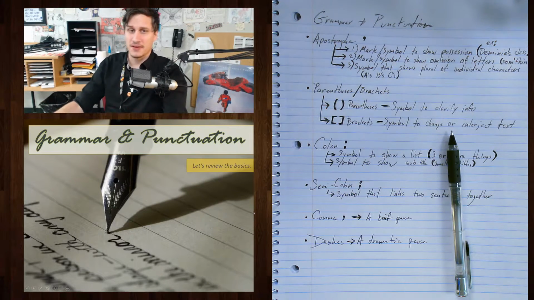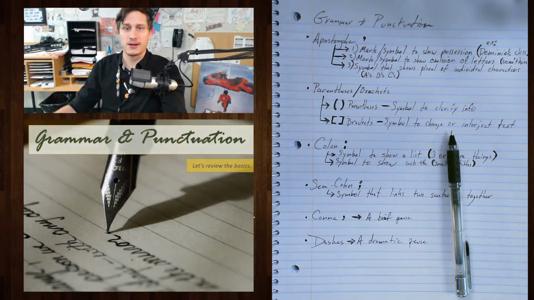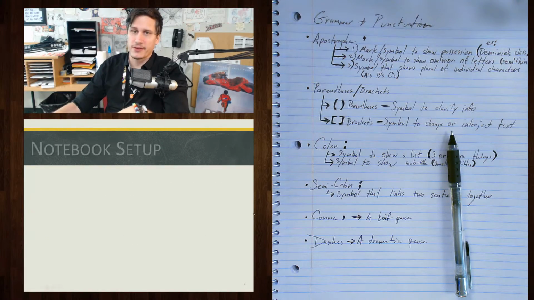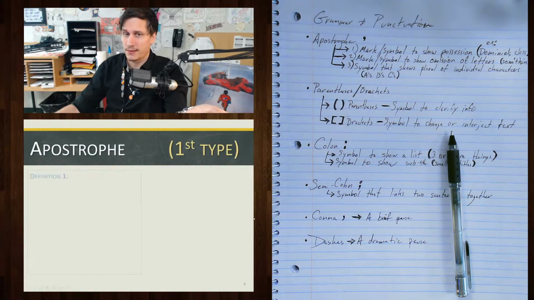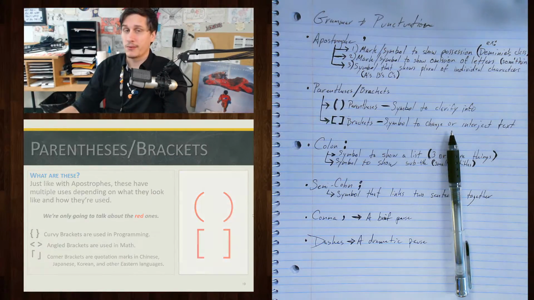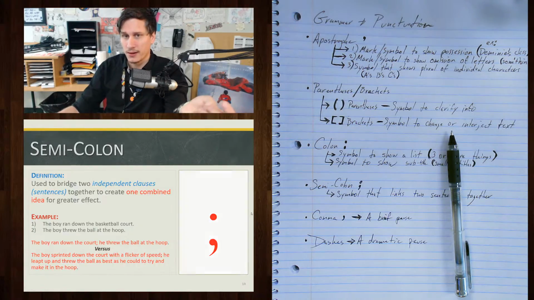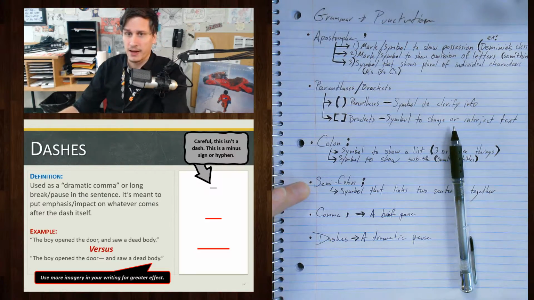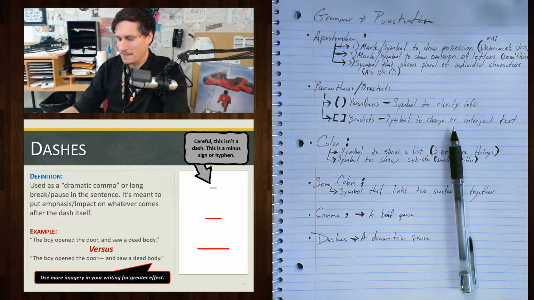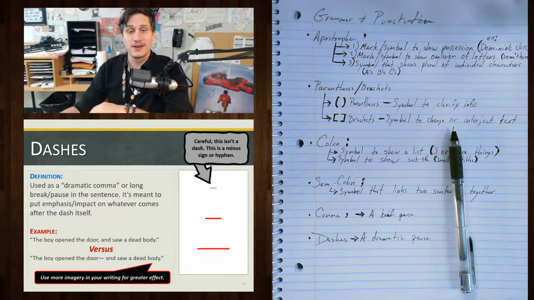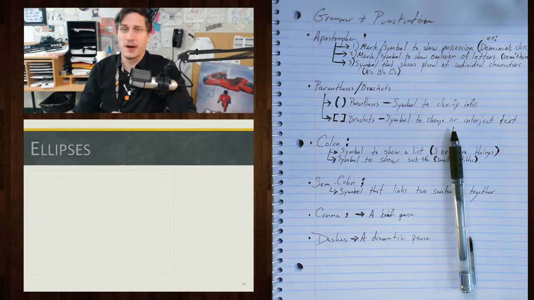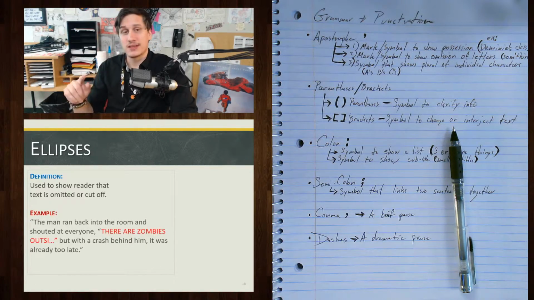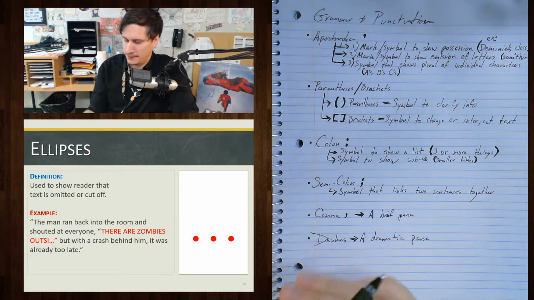Okay. Previously, in case you need a quick recap, we talked about apostrophes and how they can do 3 different things. We talked about parentheses and how they can clarify information. We talked about brackets, how they can interject information. We talked about colons, which make a list, semicolons, which link 2 sentences together, commas, which do a brief pause, and dashes, which are used for a dramatic pause. Okay, which brings us to the next thing, an ellipses.